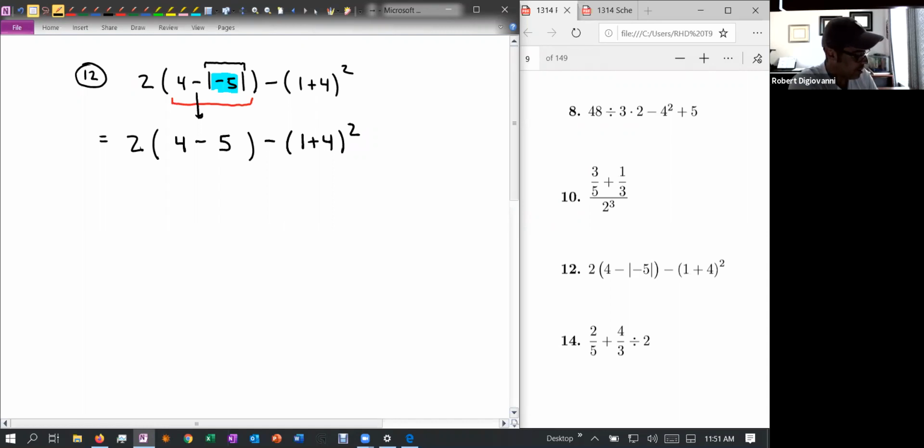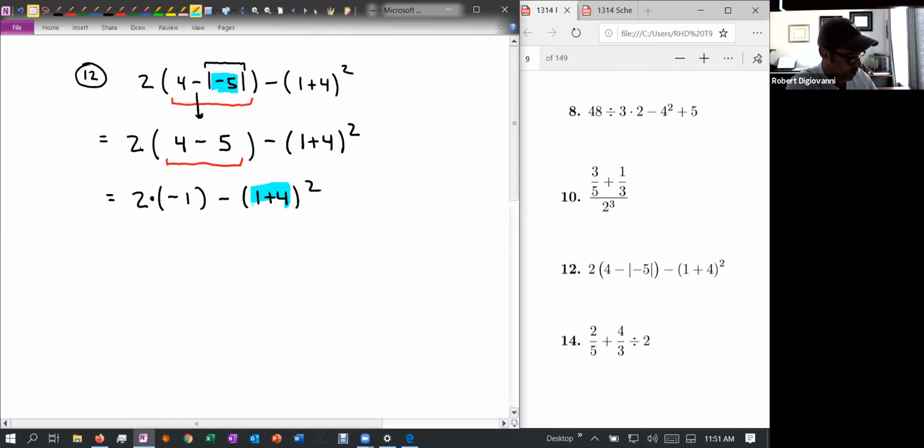Okay, I can still work within that parentheses. Like I can still clean that up. 4 take away 5 is going to give me -1. And I'm going to keep it in parentheses, right? Because that's a multiplication right there. And then I'll have minus 1 plus 4, and then that quantity squared.